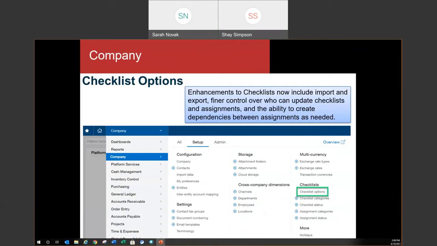All right, so in regards to company, we now have more enhancements surrounding the checklist. Now, I don't know if any of the clients on the call have started using the checklist functionality, but there's a lot of power behind these checklists, especially when it comes to month-end close, which is the request that we see the most: I want a month-end checklist for my accounting team that I can go through to ensure that everything has been completed for the month-end close.